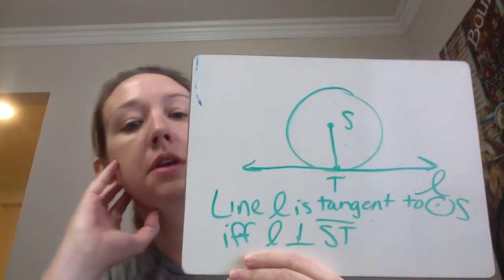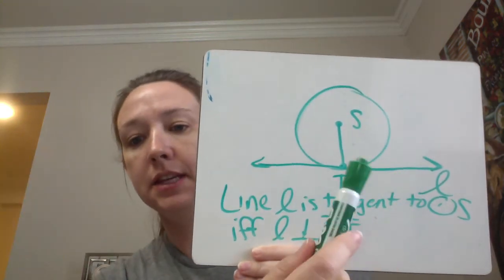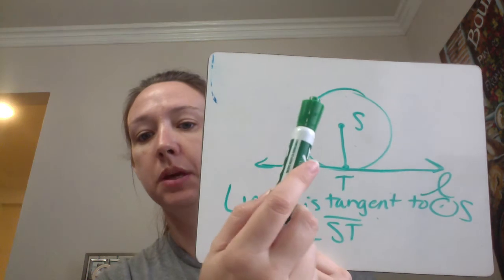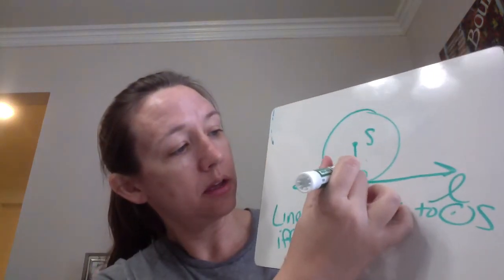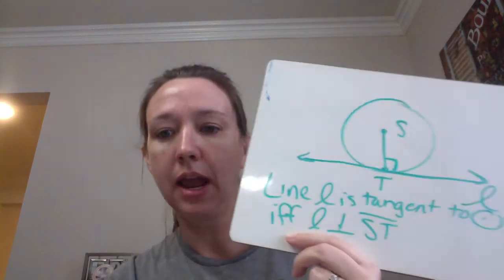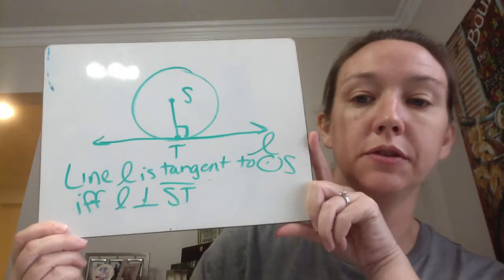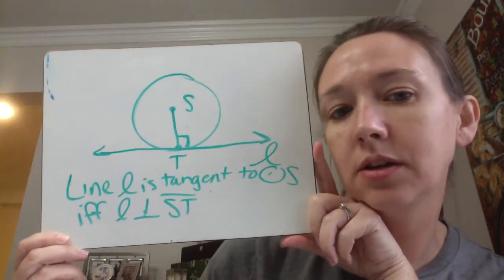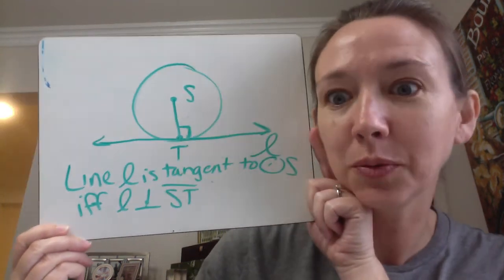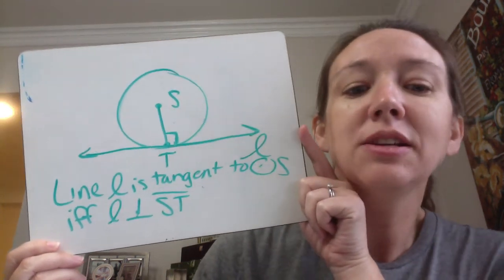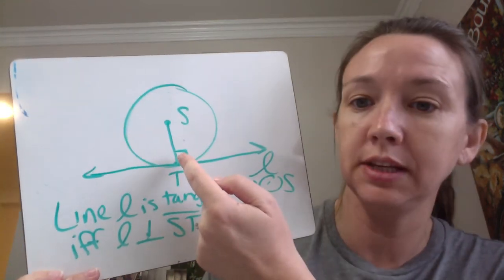Here's the first theorem that the book mentions. It basically says that if this is a tangent line, then it has to be perpendicular at the point of tangency, right there. So that's a right angle right there. If you notice, ST, what kind of part of a circle is that? You can talk to me just like you talked to Dora. What part of the circle is ST? That's right, it's a radius. Good job.